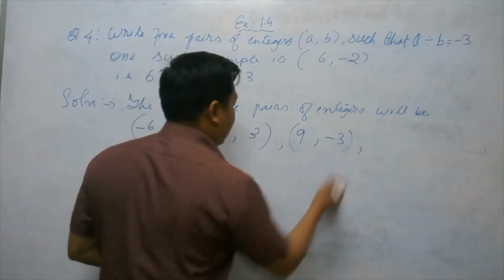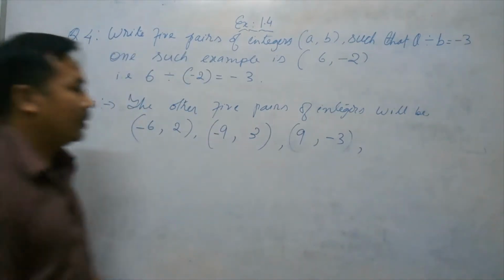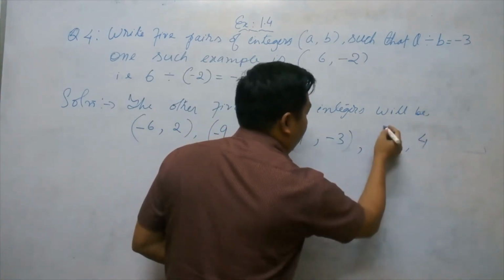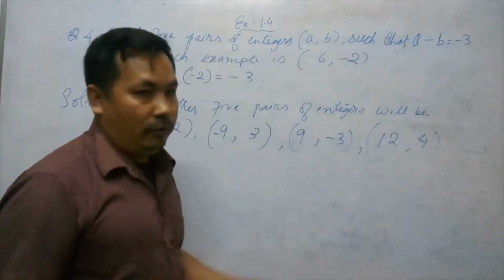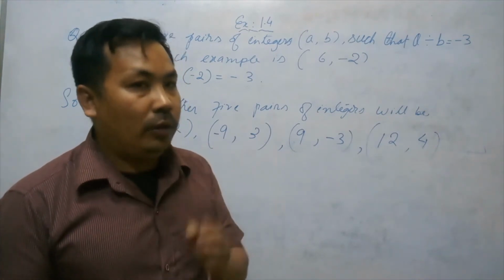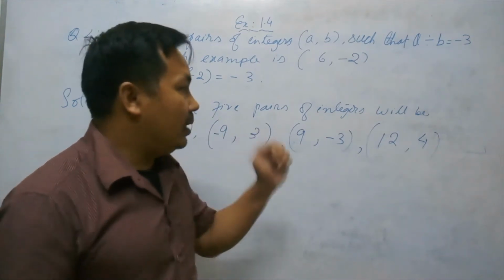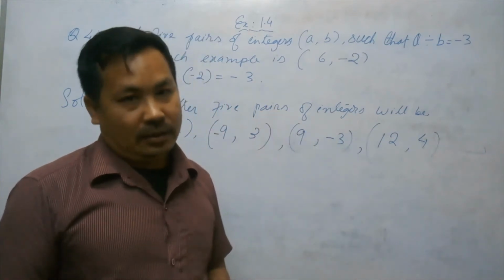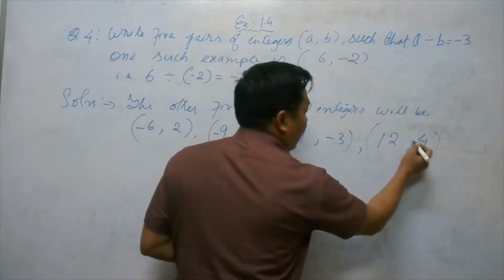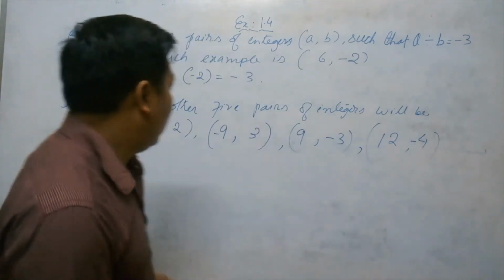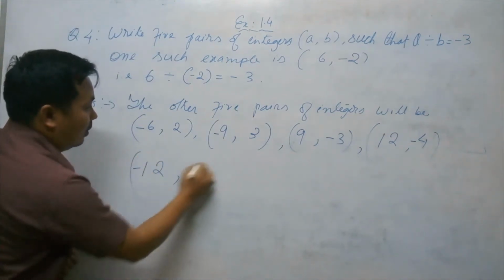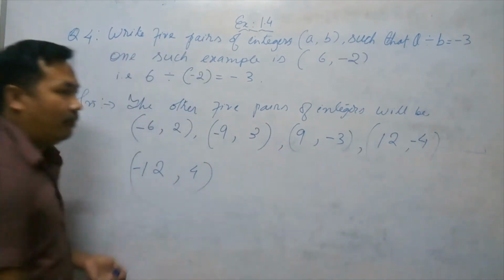Next, let us take another number, say 12 and 4. If you divide 12 by 4, you also get the answer 3, but we should get minus 3. To get minus 3, we must make one of these numbers negative. That is as per your choice; you can take minus 4, it doesn't matter. In the same way, we can also take minus 12 and plus 4. 1, 2, 3, 4, 5: 5 pairs of integers we are getting.